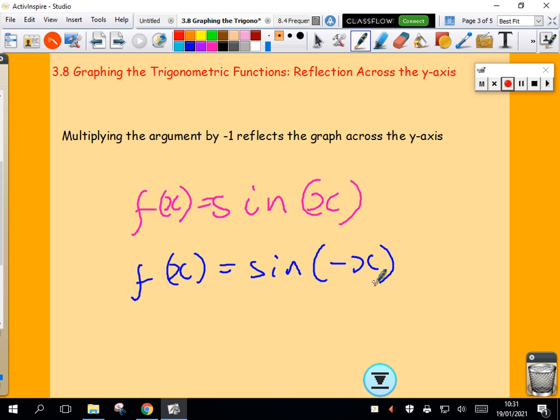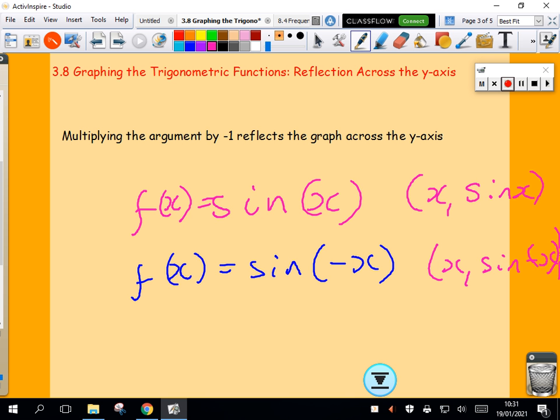So in the first graph we looked at, every point is going to be of the form x comma sine of x, and now every point is going to be of the form x comma sine of -x.